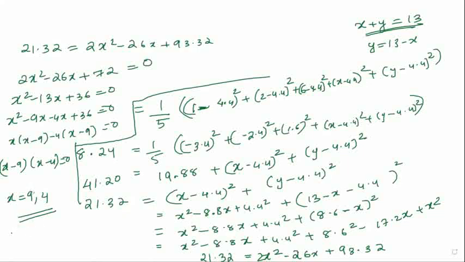So if x is 9, y is 13 minus 9, because y is 13 minus x. So x is equal to 9, y is equal to 4. So the observations are 9 and 4. Please copy down this. It is very lengthy.